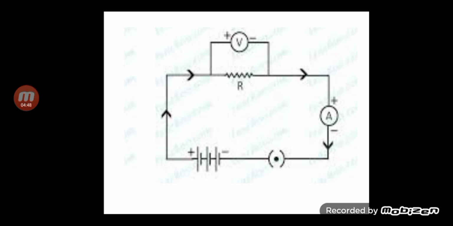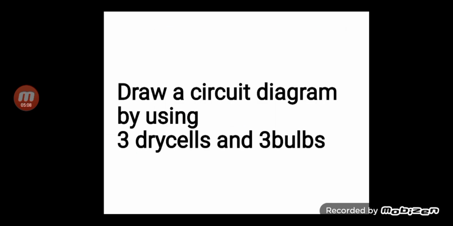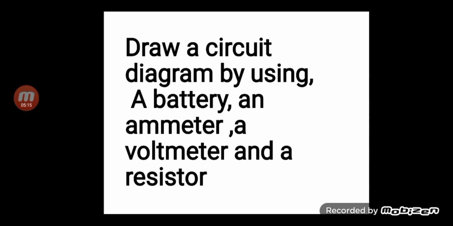The positive terminal of the battery is connected with the positive terminal of the voltmeter as well as the positive terminal of the ammeter, and the negative terminal of the battery is connected with the negative terminal of the ammeter as well as the negative terminal of the voltmeter. Now this is the test for you. Draw a circuit diagram using 3 dry cells and 3 bulbs. And then draw a circuit diagram using a battery, an ammeter, a voltmeter and a resistor. Hope you will attempt it.